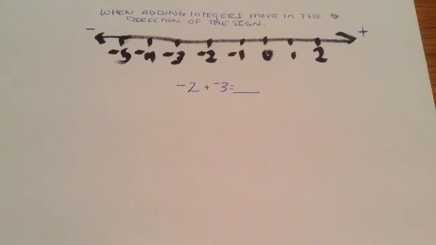Let's remember this example for later. Here's another look at adding integers on the number line. And again, don't forget, when adding integers, move in the direction of the sign.